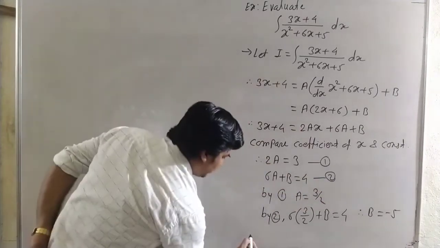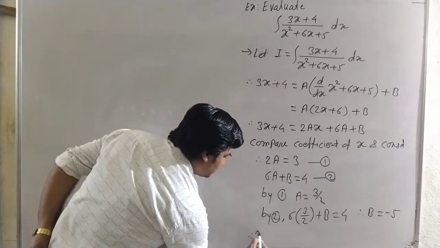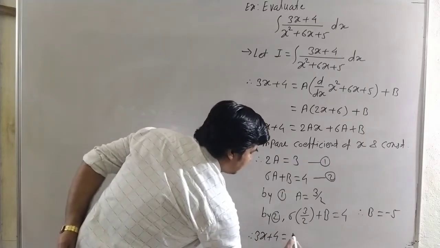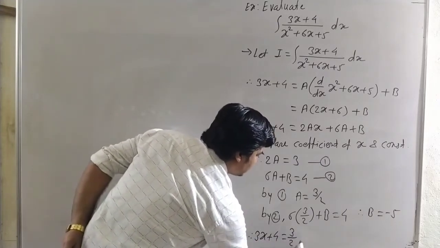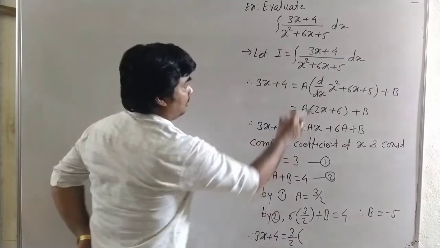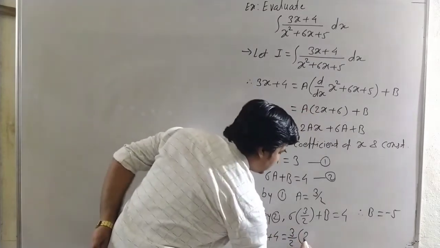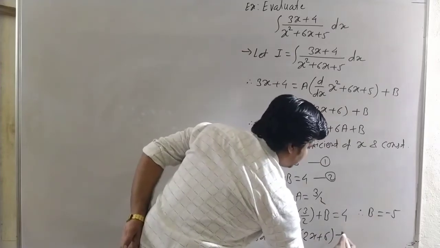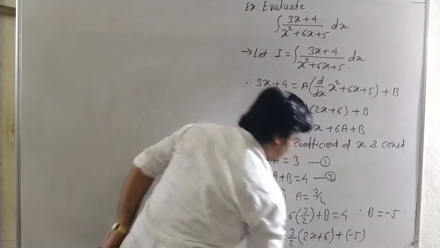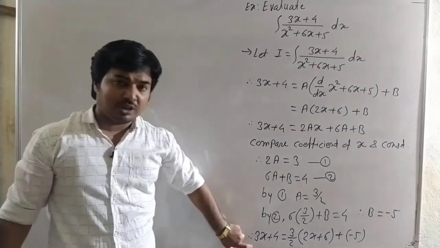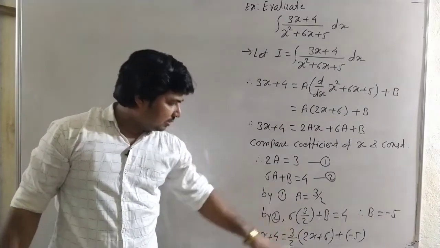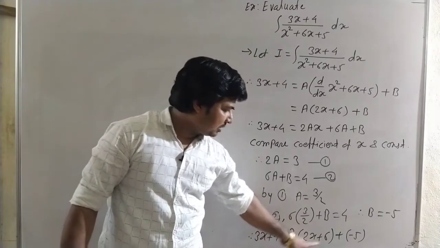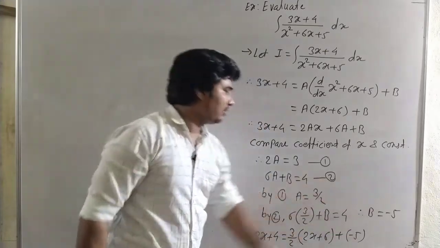And therefore we find the value of a and b, put the value in this. Therefore the linear function 3x plus 4 can be written as a, it is 3 by 2, into derivative of denominator, that is 2x plus 6, and plus b it is minus 5. It is a numerator. 3x plus 4 can be written in the form of a into derivative of denominator, that is derivative of quadratic function, plus b it is minus 5.